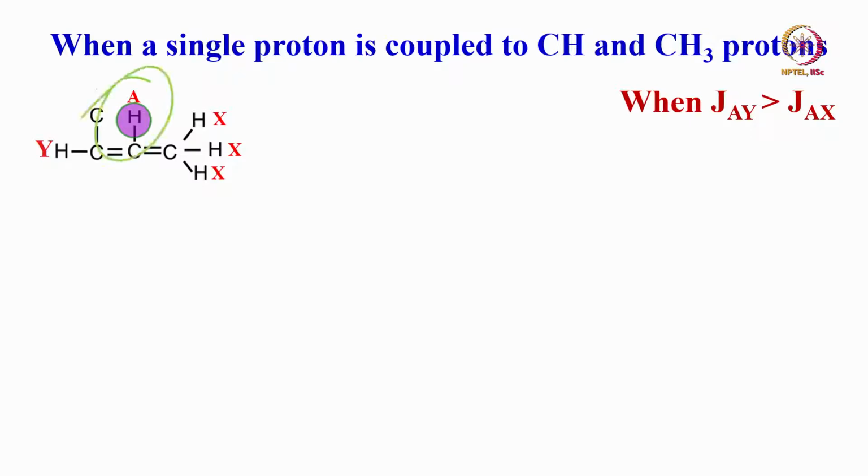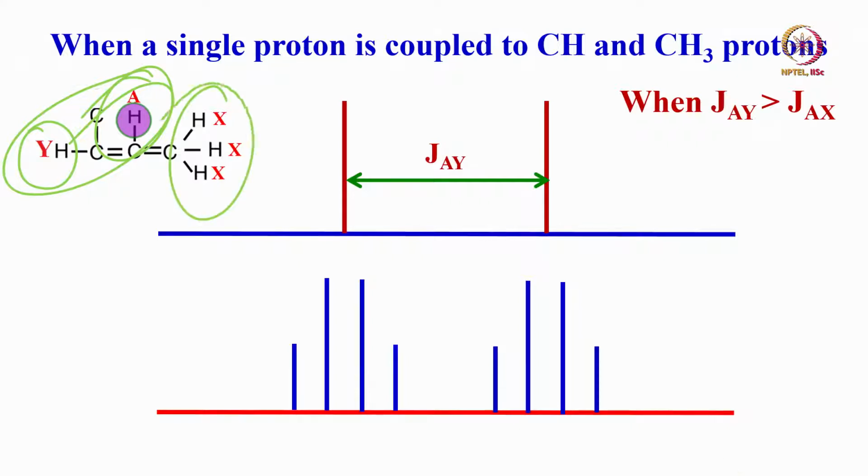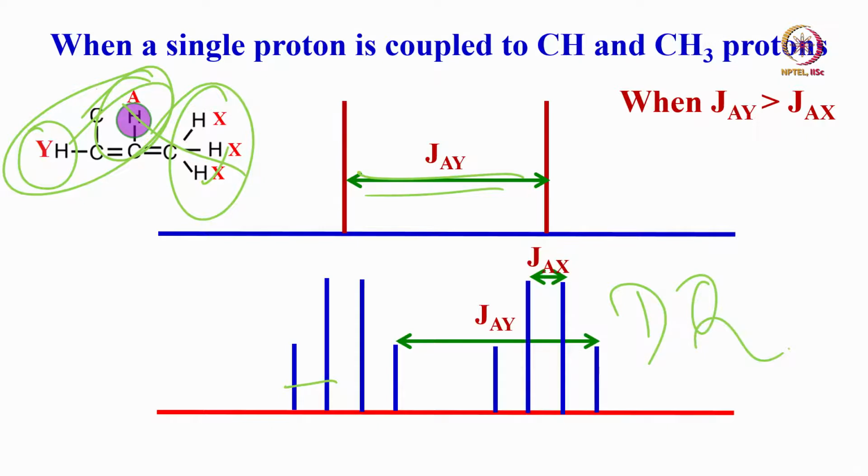Now we are looking at the proton A. Again, AY is assumed to be larger than AX. When AY is larger, it has to be a doublet because there is a large coupling. A will split into a doublet because of this proton. Now each line of this doublet will split into a quartet because of the CH3 group, and this coupling is much smaller. This separation is the AX coupling, this is the AY coupling, and as I said, this being a larger coupling with a doublet, this is called a doublet of quartets. We call it a doublet of quartets.